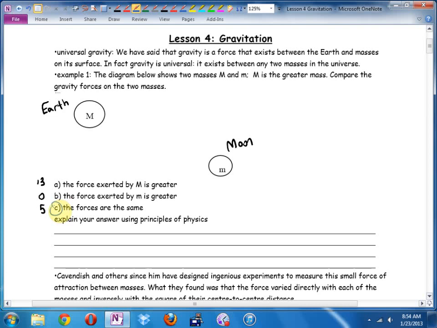What was Newton's third law? Louder, what? If the Earth exerts a force on the moon, the moon has to exert a force on the Earth, and they have to be the same size.